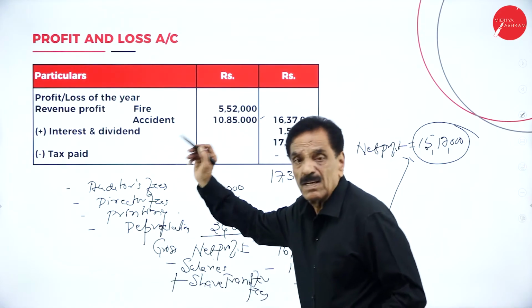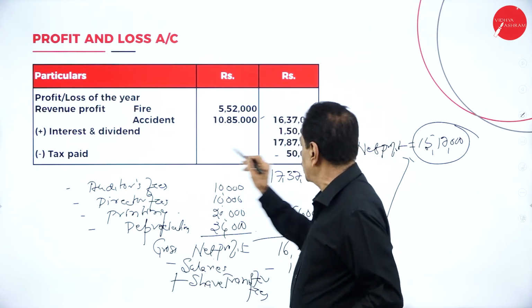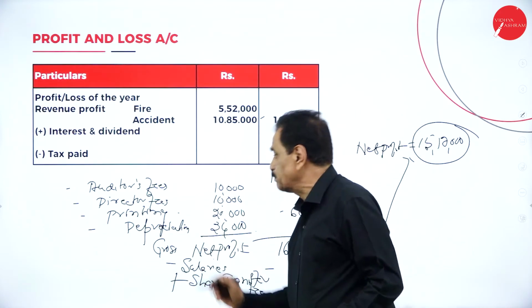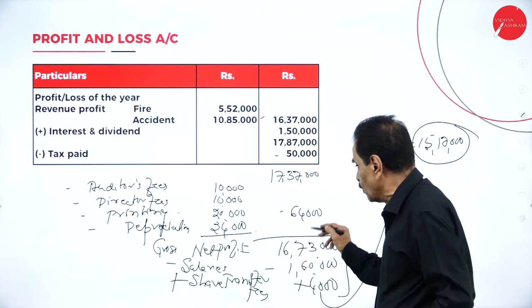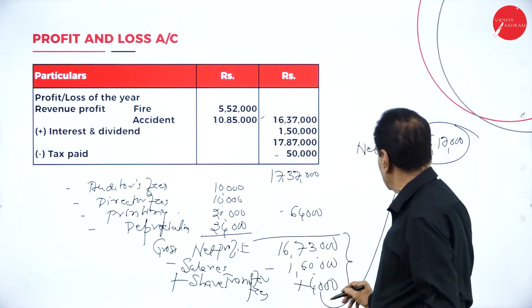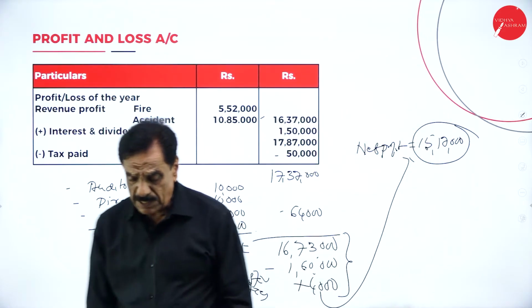Profit of the fire, profit of the accident, interest and dividend received, minus tax paid, auditor fees an expenditure, director fees an expenditure, printing is an expenditure, depreciation is also an expenditure, 64,000 deducted. Then salaries an expenditure, transfer fees income. If you add and deduct, now the net profit will come to 15,17,000.